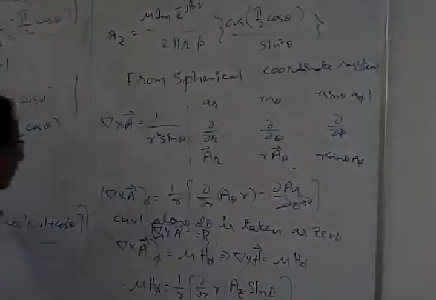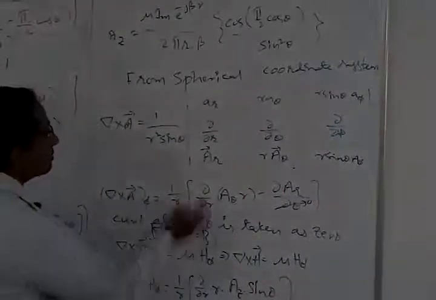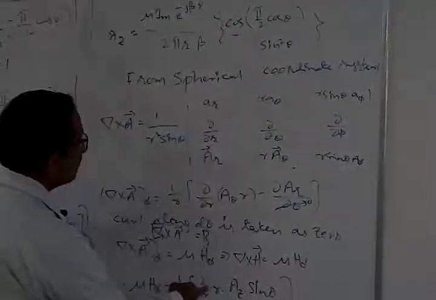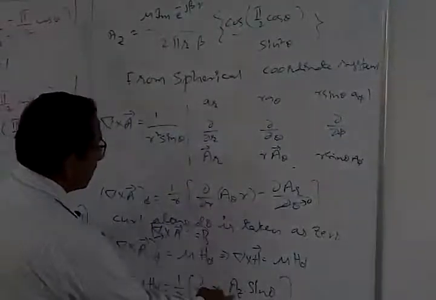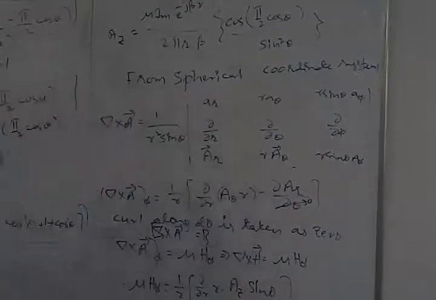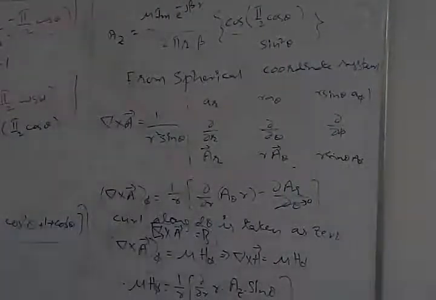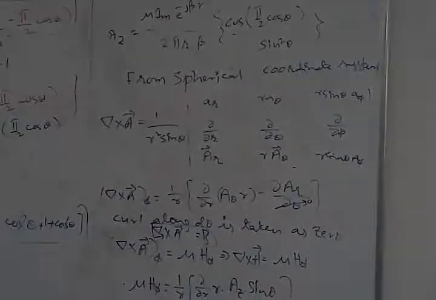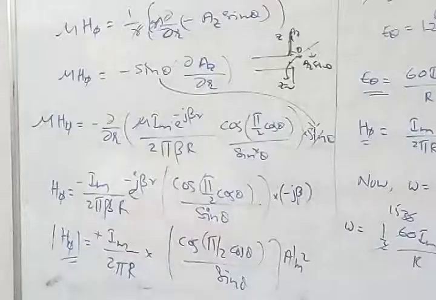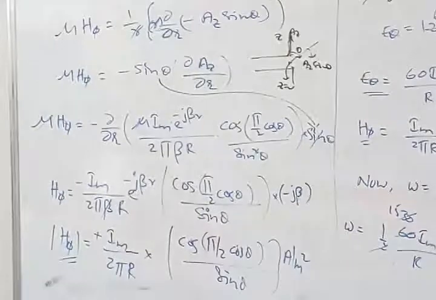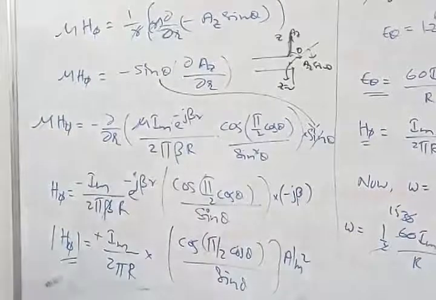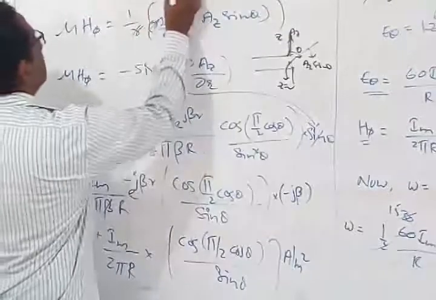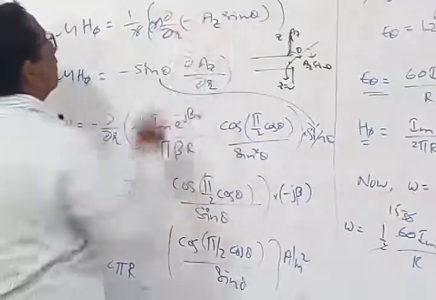So I will be writing for mu H phi now is equal to this component now, 1 by r into dou by dou r, r A theta is nothing but equal to Az sin theta. Now we have to simply differentiate that with respect to r component. We will solve that by differentiating now. Now while solving the previous expression, which is nothing but equal to del cross A is equal to mu H phi.